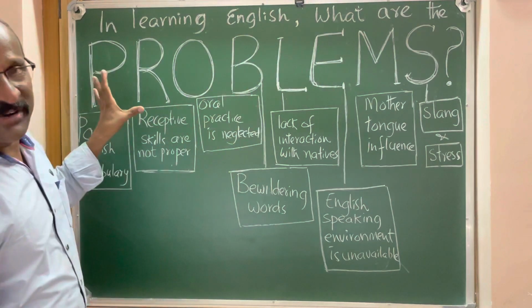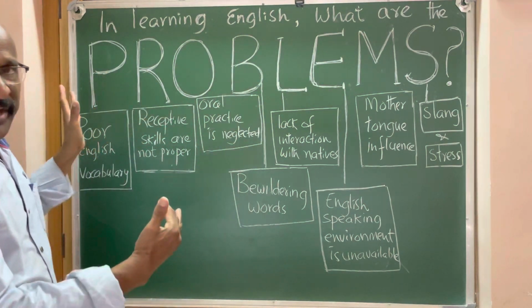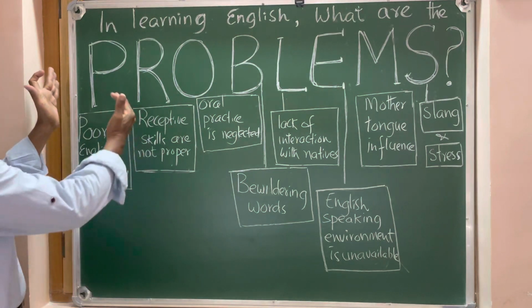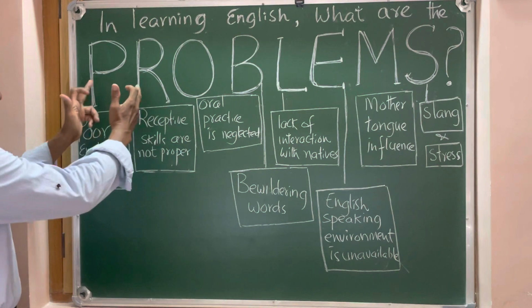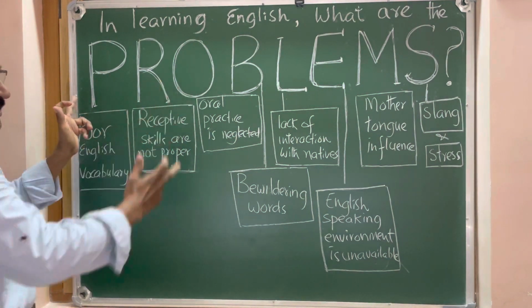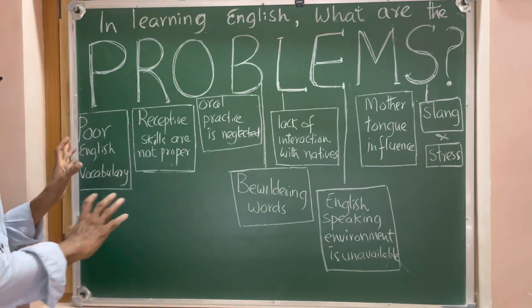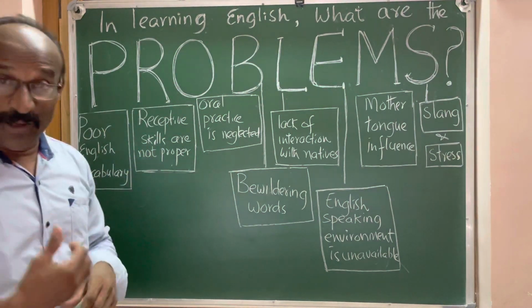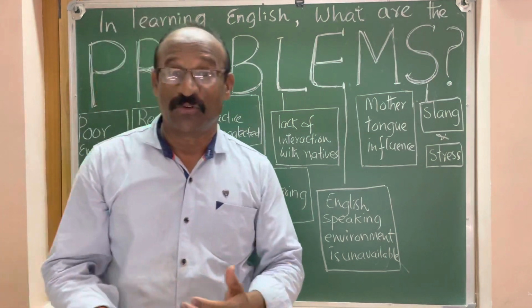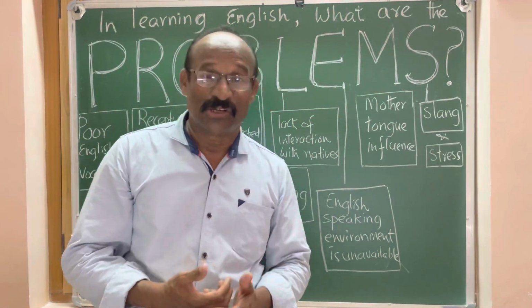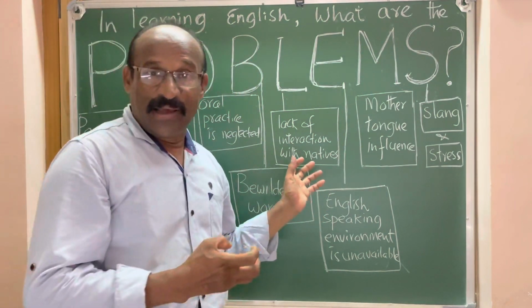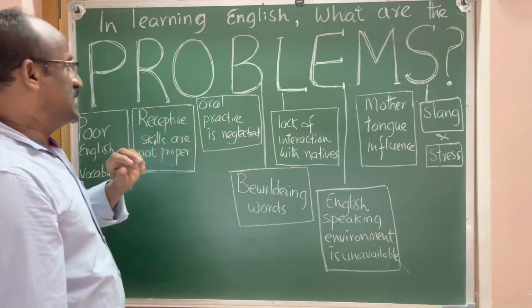The word consists of 8 letters. I have tried to form a word for every letter, so 8 letters give 8 words. With the help of these 8 words, we will see what problems we are facing while learning the English language. First of all, let me explain and expand those words.